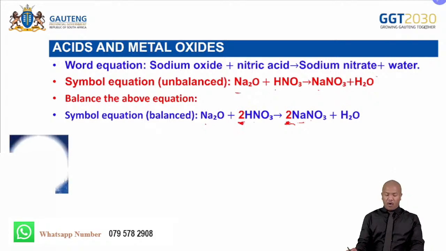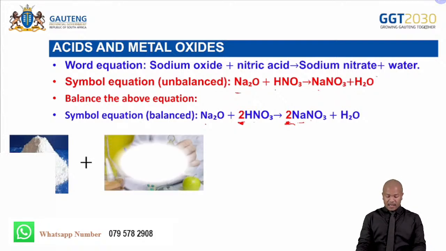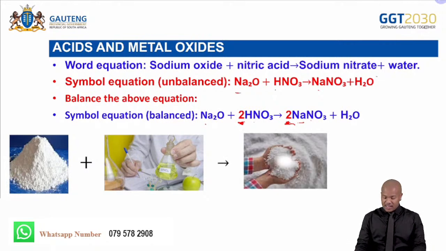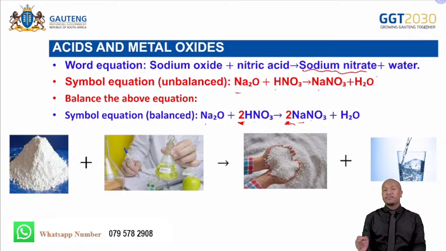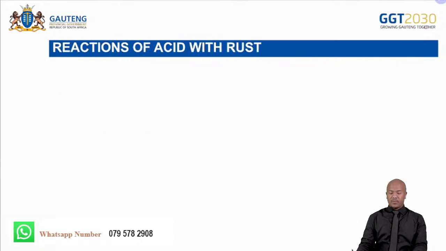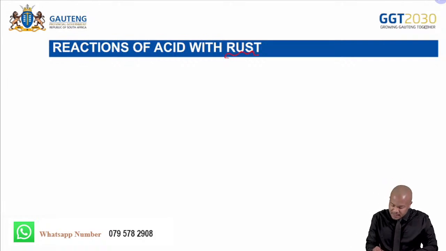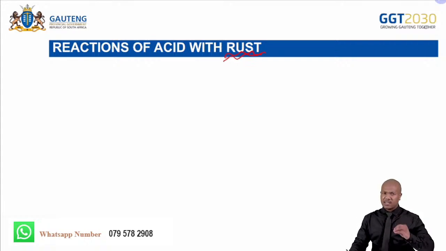Now, let's move on. Right. Here is a picture illustration of sodium oxide reacting with nitric acid to form sodium nitrate plus water. So the salt here is sodium nitrate. So now, reactions of acid with rust. Rust. Why am I saying rust? In the previous lessons, we've talked about rust, right? We said rust is a form of metal oxide, which is a result of iron reacting with oxygen.